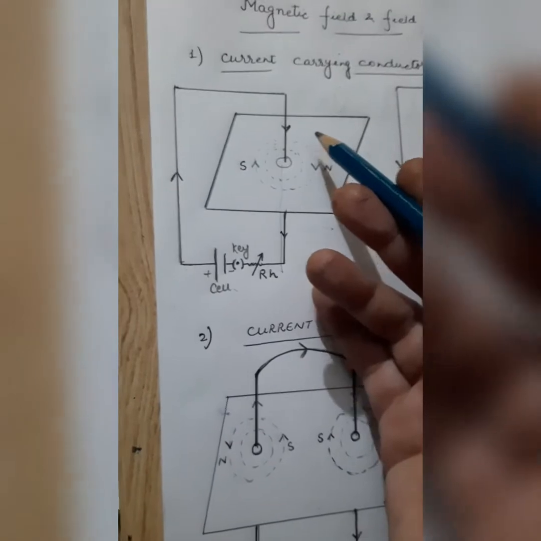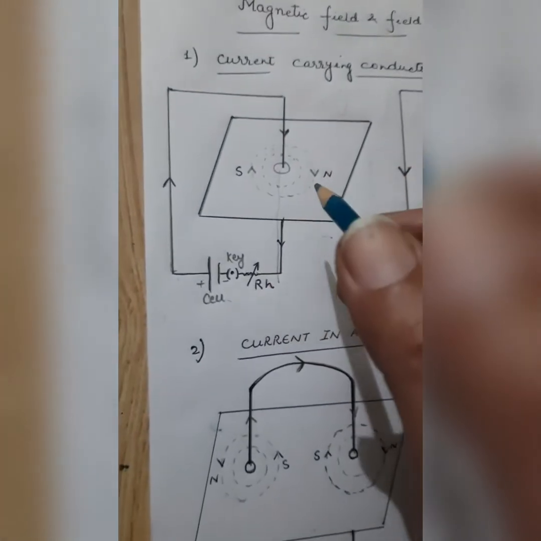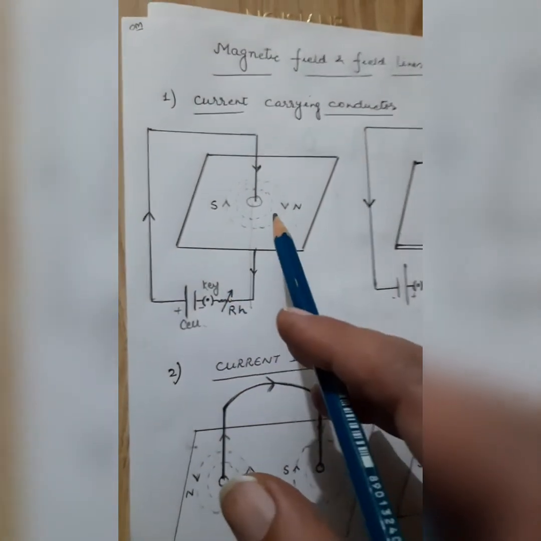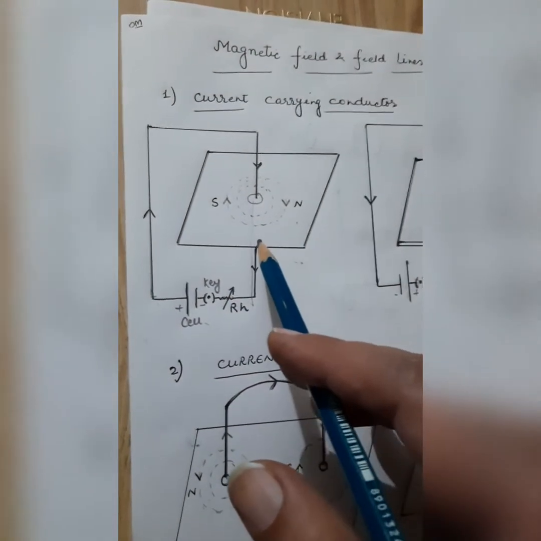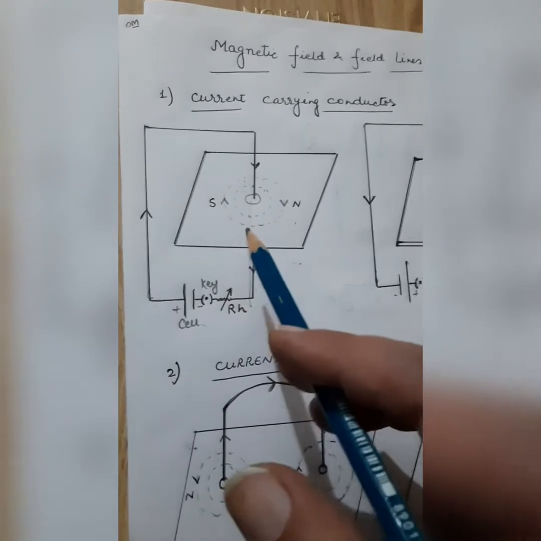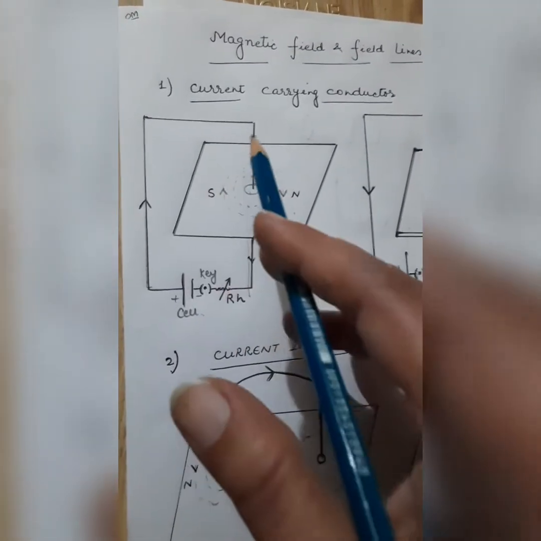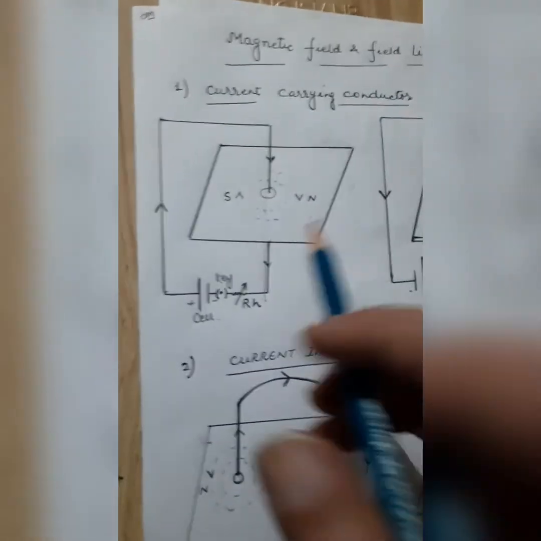And you know, if current increases, the magnetic field will also increase. So in this way, there are three factors on which the magnetic field depends. First is the direction of the current, second is the strength of the current, third is the surface area of this wire.